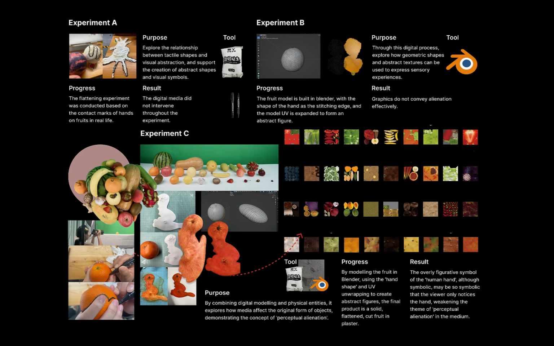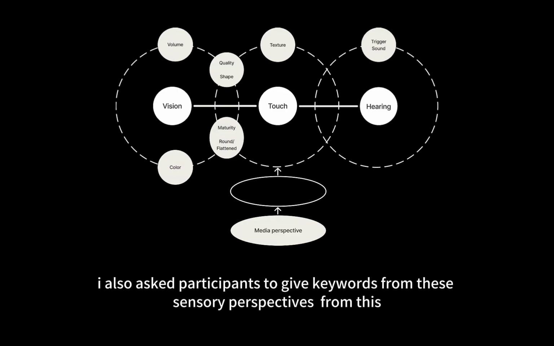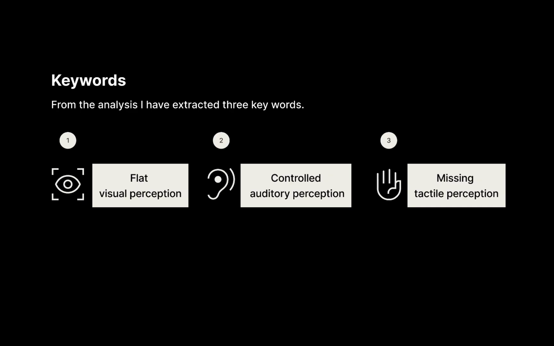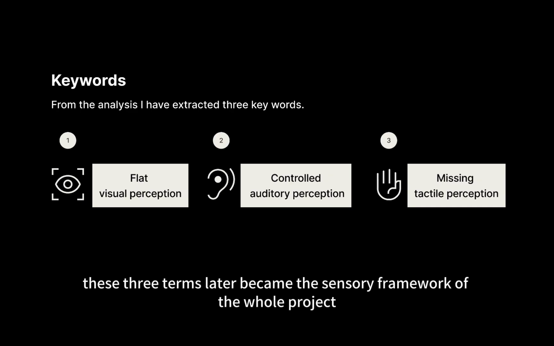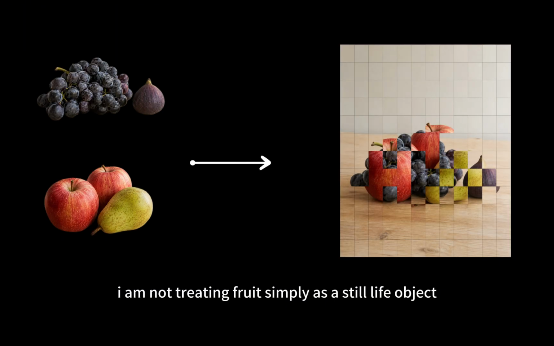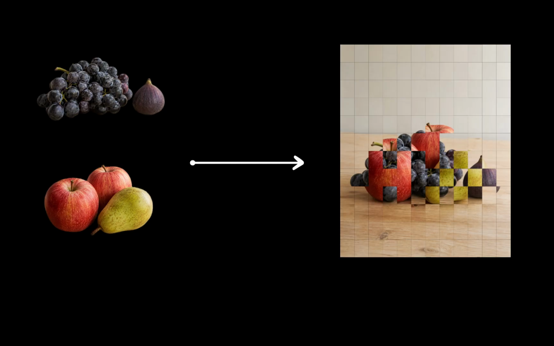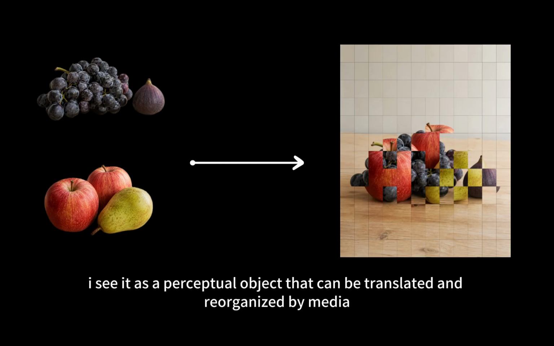In the early stage of the research, I analyzed how fruits and vegetables change under media control through three senses: vision, hearing, and touch. I also asked participants to give keywords from these sensory perspectives. From this, I developed three core states: flattened vision, controlled hearing, and missing touch. These three terms later became the sensory framework of the whole project. I am not treating fruit simply as a still life object. I see it as a perceptual object that can be translated and reorganized by media.